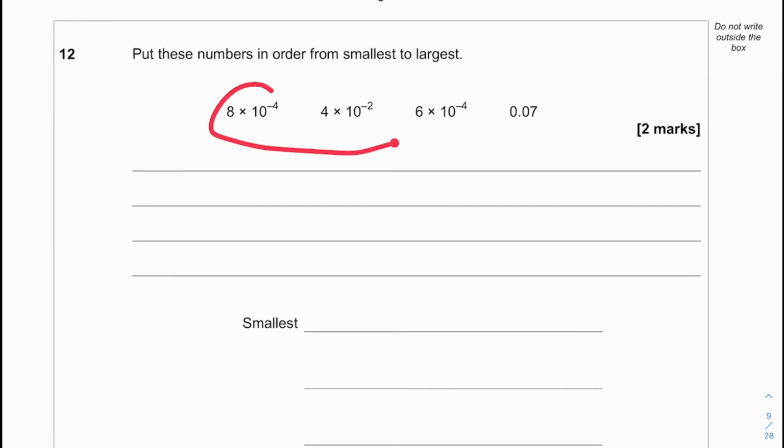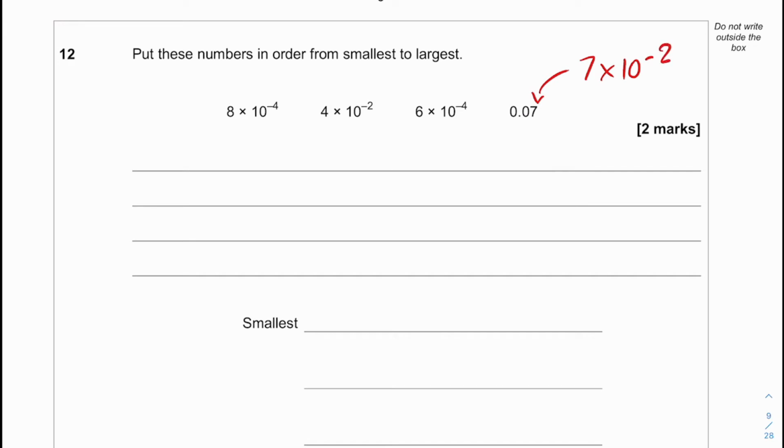Question 12, we need to put these numbers in order from smallest to largest. So we've got 3 numbers in standard form and then 1 number written as a decimal. So what we're going to do is change this into the standard form version. So 0.07 can be written as 7 times 10, and then we see how many times we move the decimal point, once, twice, so times 10 to the minus 2.